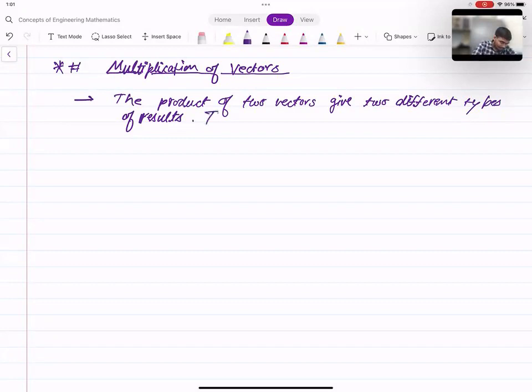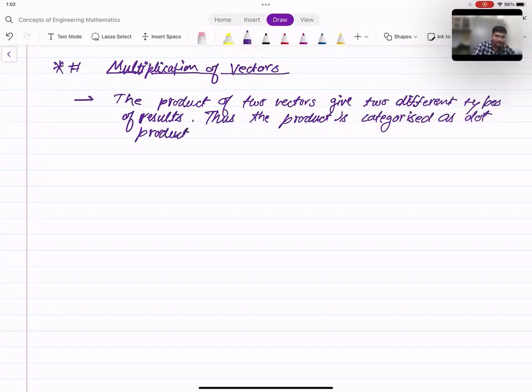Thus, the product is categorized as dot product and cross product. So these names dot and cross are the standard ways to represent these two different types of products. So dot product is represented by a dot, and the cross product is represented using a cross.